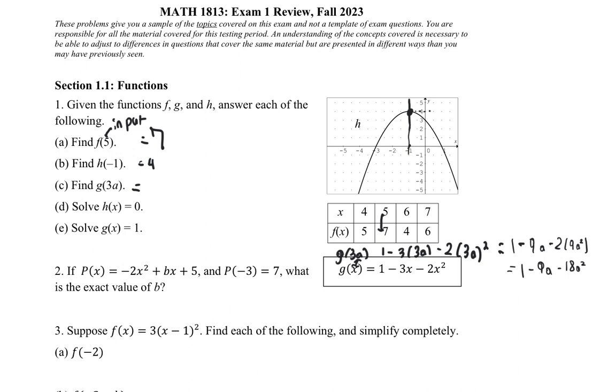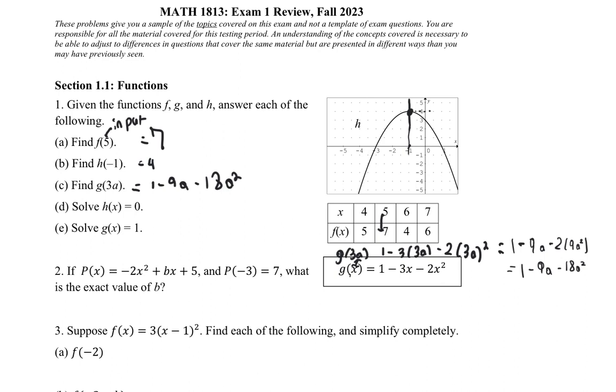So I'll rewrite that over here. And again, I got that because this is g of x, but I'm told to find g of 3a, so that 3a is replacing the x. In the equation, I replace all my x's with 3a. That's 18a squared.